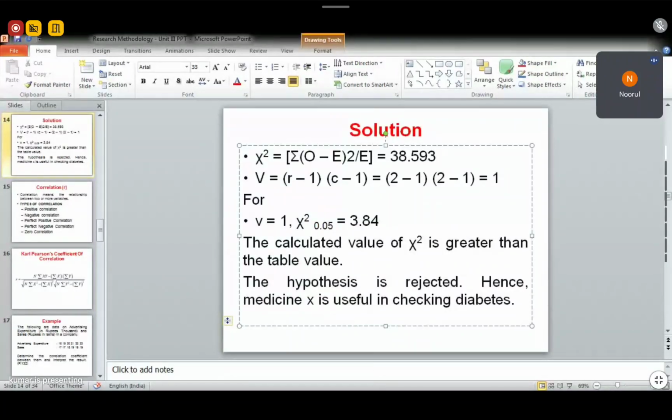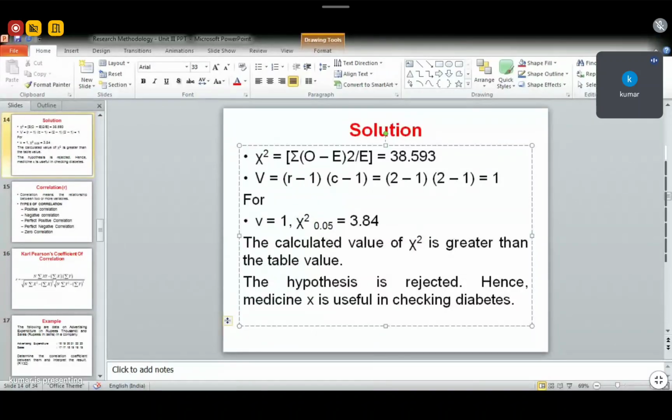Sir, I can't understand the last part, sir. I will explain. Wait. I will explain this first and go back to the table. The table value is 3.84. Don't worry, that will be given in the problem itself. If not, I will tell you how to find out after completing this. The table value is 3.84. What is your calculated value? 38.5. Note down carefully in your notebook.